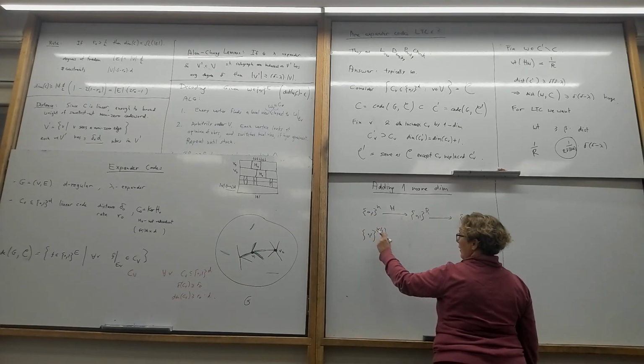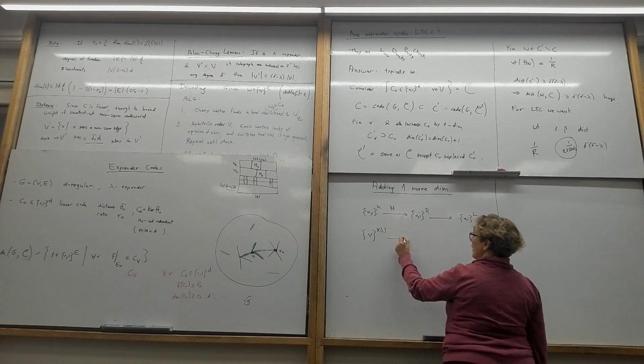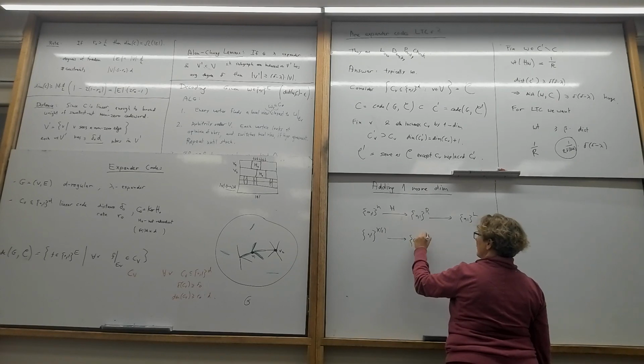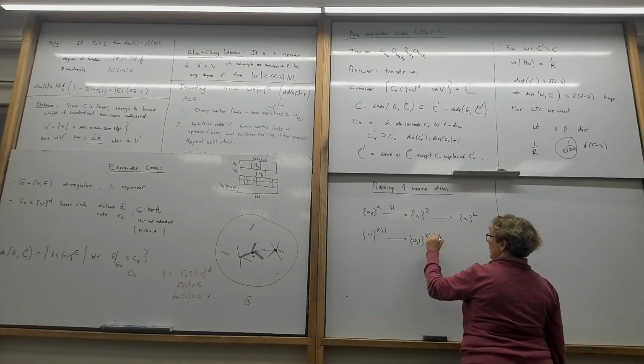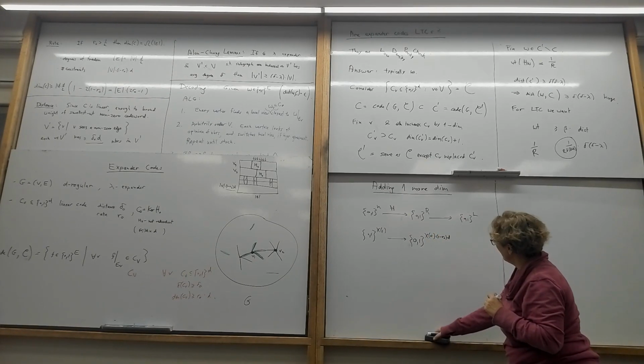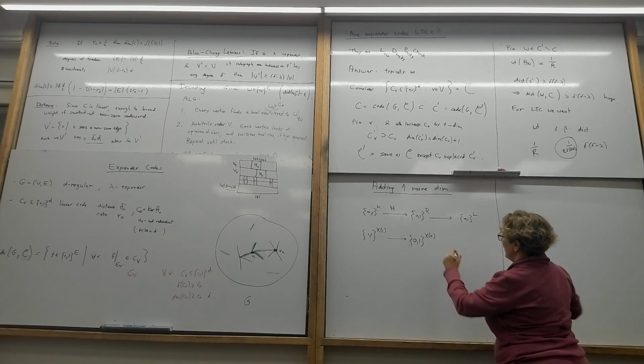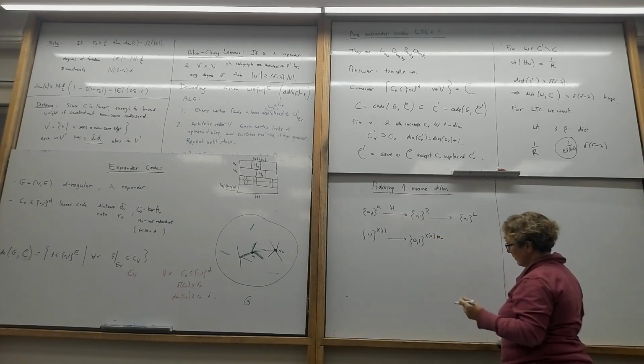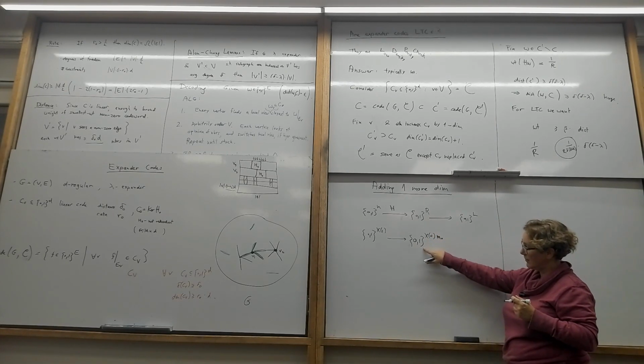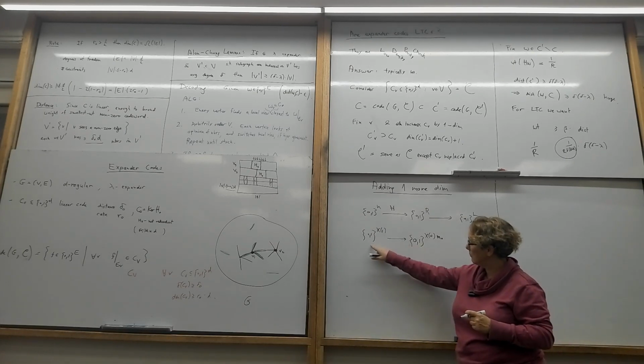This was, our code words were defined on edges. And the checks were on the vertices, but every vertex had some number of checks, 1 minus r naught times d. Let me just call it some number of checks per vertex. That was in expander code.